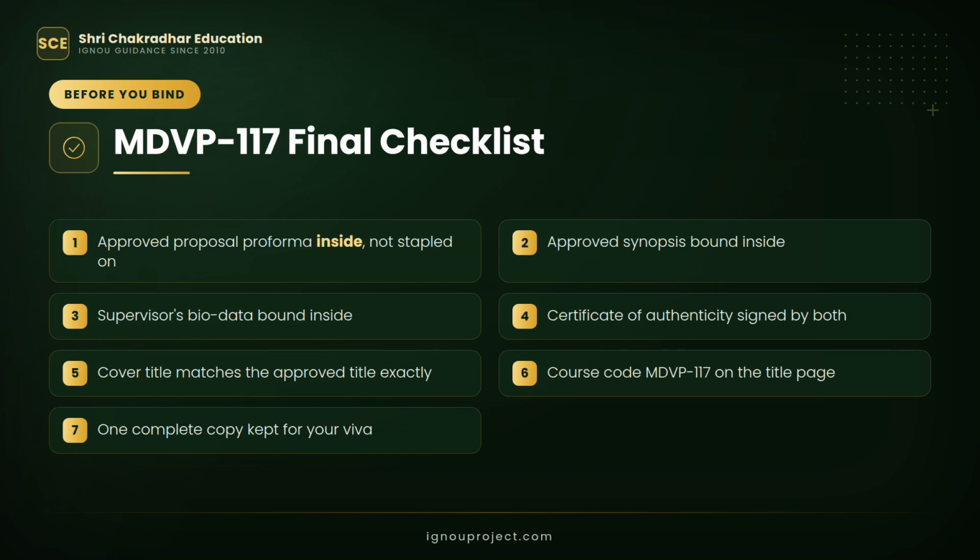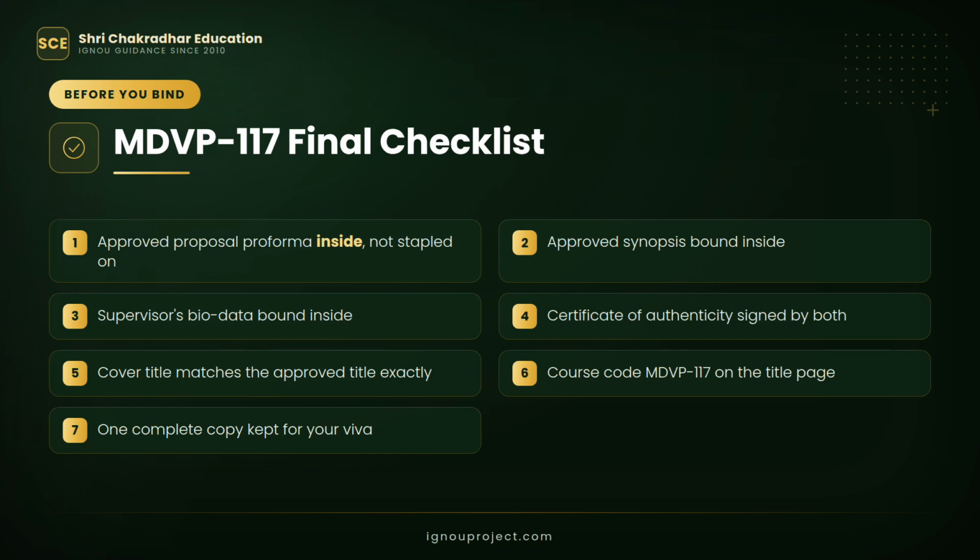Before you bind, run this check. The approved proposal pro forma is inside the report, not stapled on. The approved synopsis is inside. The supervisor's biodata is inside. The certificate of authenticity is signed by both of you. The title on the cover matches the approved title word for word.